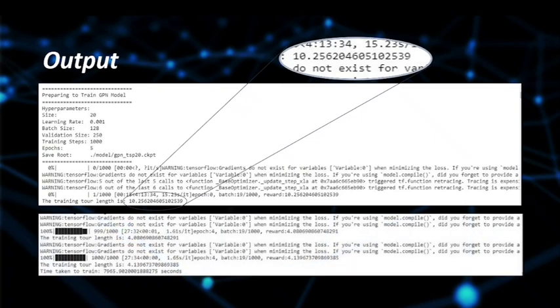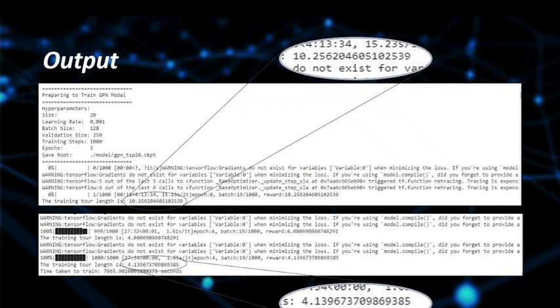But as the model trains and progresses with time and reaches the last iteration, the training tour length observed is very low. It is 4.1396 units. So there is a drastic change in the training tour length, and as we can observe, the training tour length is decreasing with time. So this is a good sign indicating that the GPN model is training with time and it is improving its performance.